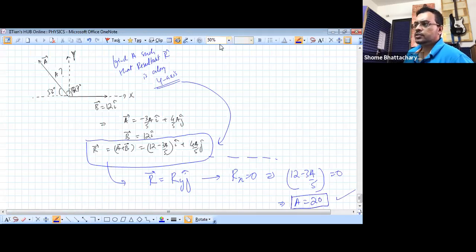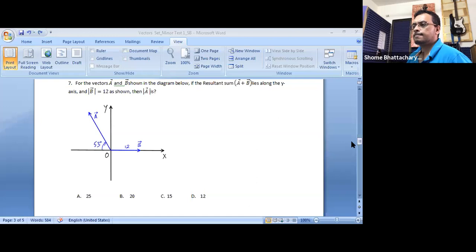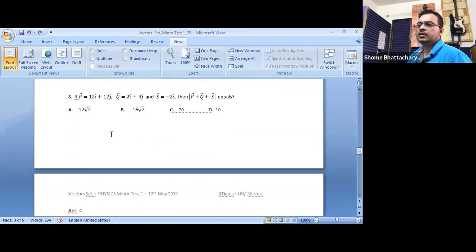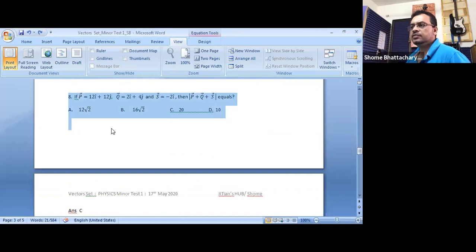Right, now let us move on next to the other questions after this. This is fairly simple, I think. This question, all of you should be able to get it. You just have to do the vector sum of P plus Q plus S. So it is 12 plus 2 minus 2, so that's 12 I cap plus 12 plus 4, that's 16 J cap. So it will become 12 I cap plus 16 J cap. So its magnitude is.